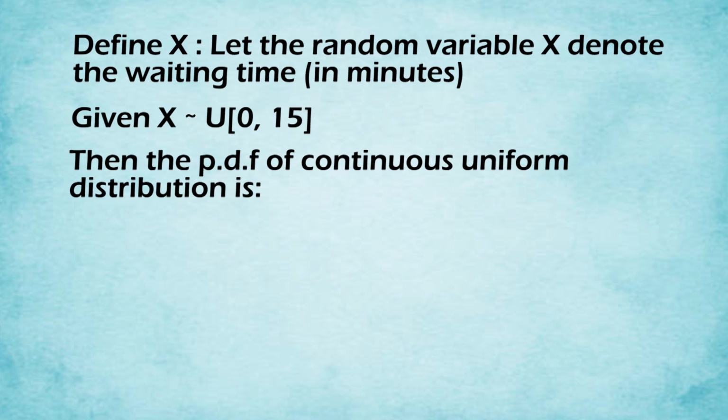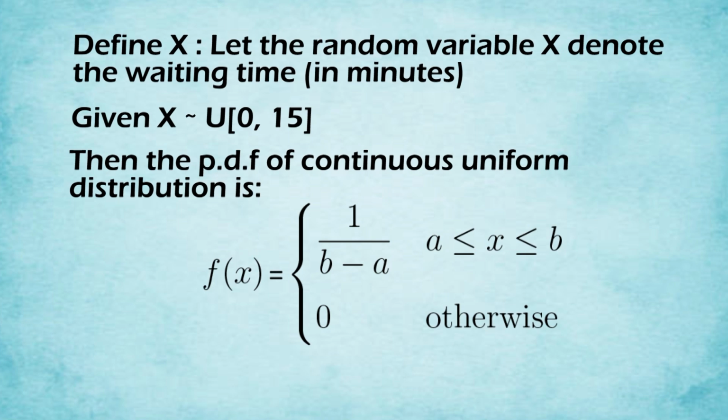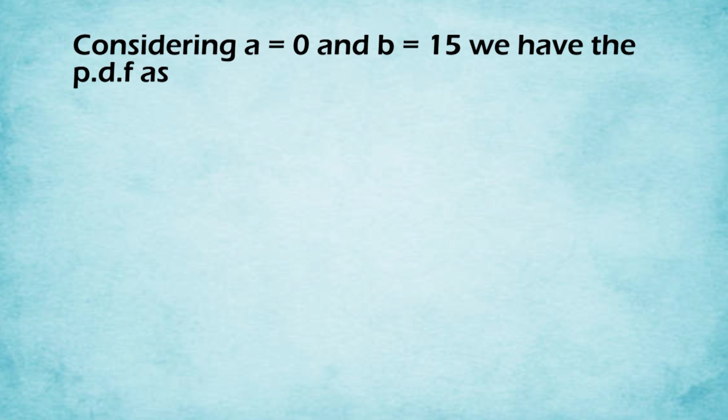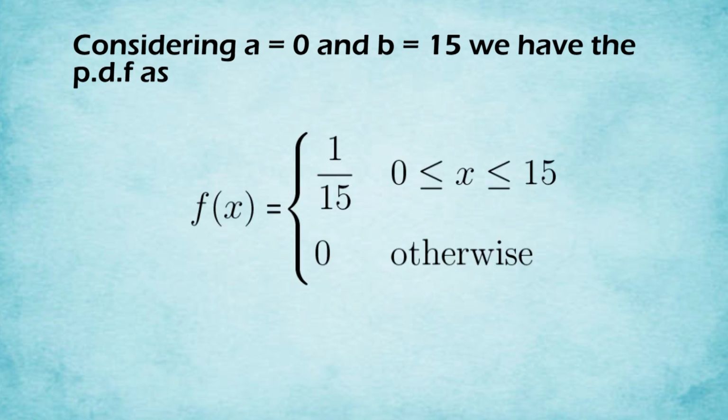Now consider the PDF of continuous uniform distribution, which is f of x is equal to 1 by b minus a in the interval a less than or equal to x less than or equal to b, 0 otherwise. Considering a is equal to 0 and b is equal to 15, we have the PDF as f of x is equal to 1 by 15 in the interval 0 less than or equal to x less than or equal to 15, 0 otherwise.